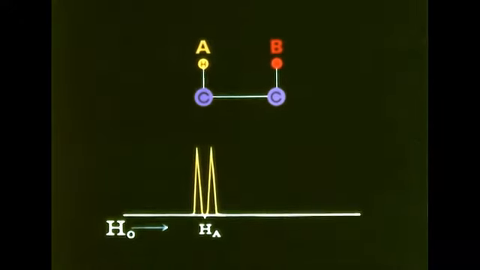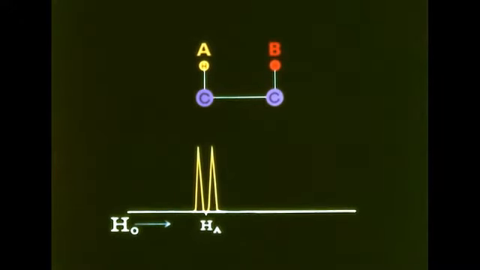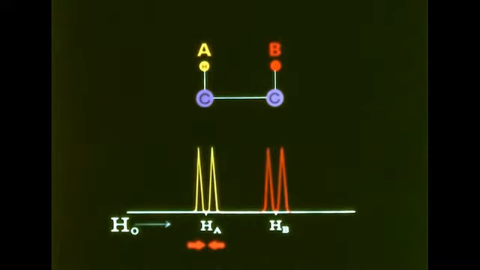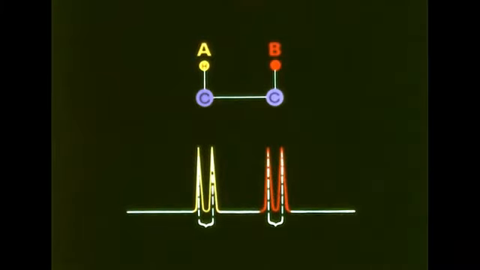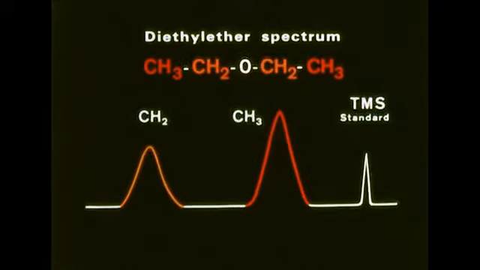Let us review. The spectrum of the A proton is influenced by the alignment of B. One alignment shifts it downfield, the other upfield. The spectrum of the B proton is shifted downfield by one alignment of the A proton and upfield by the other alignment. Thus, the resonance for each proton appears as a doublet. The separation between the lines of both doublets is the same and is called the coupling constant J.